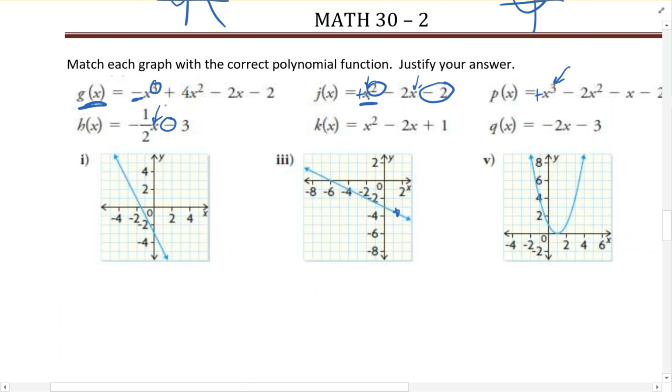Because if that was 0, you'd be left with -3. So which of these two has -3? Well, oh crap, they both do. That one and that one. Okay, so we need to do a little bit more work to figure this one out.